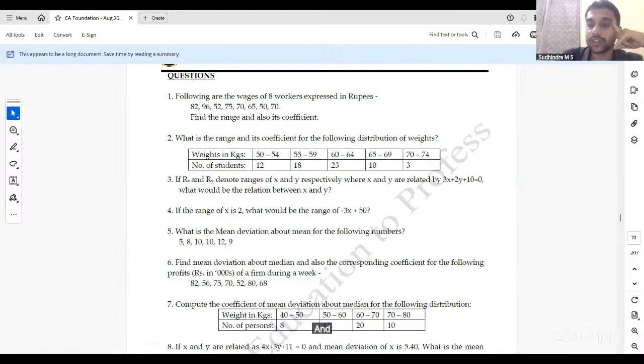Question number 2. They're asking us the range and coefficient of range. Shouldn't take so much time.